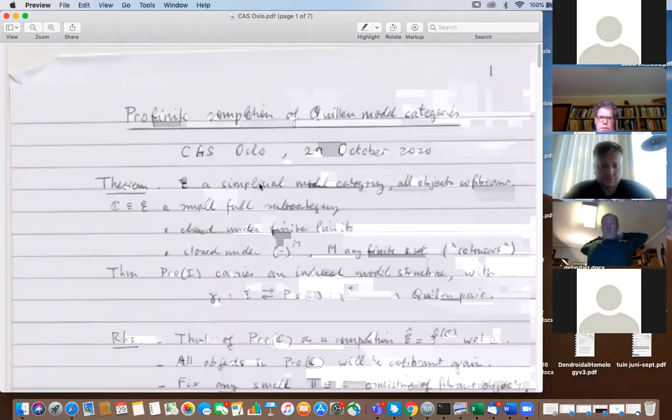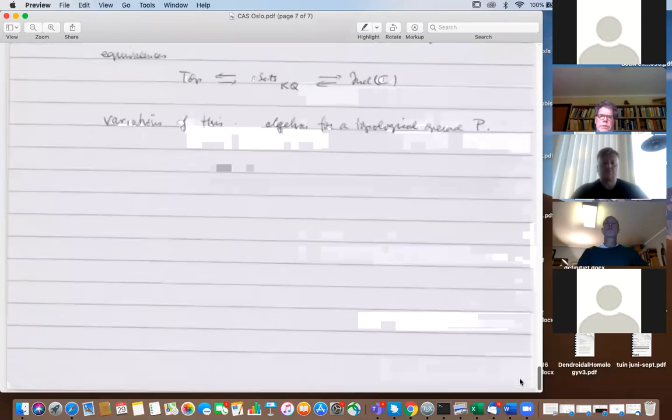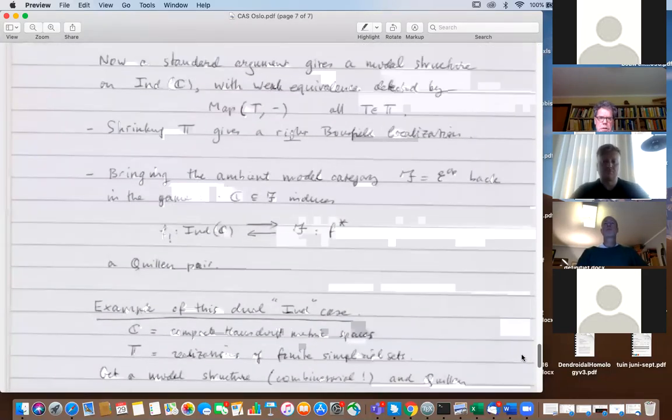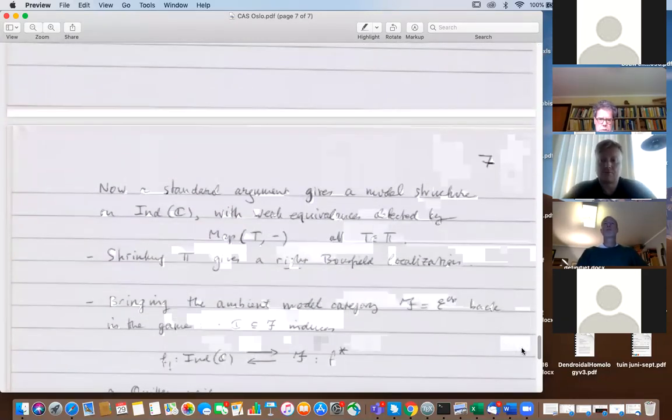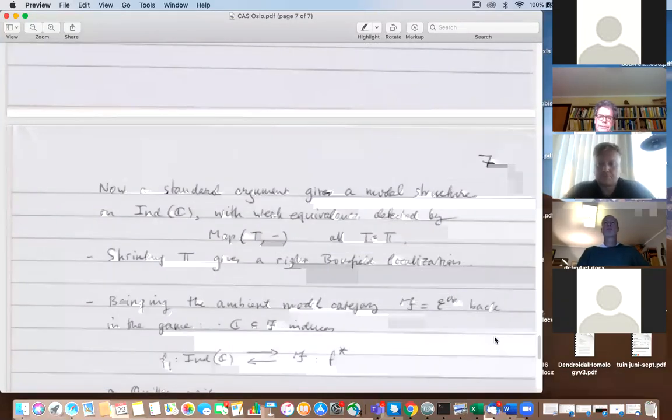Yeah, it's here. So this one here, from E to Pro C. So this is now the left Quillen functor goes out of the ambient model category. Whereas here, the right functor goes out of the ambient model category.